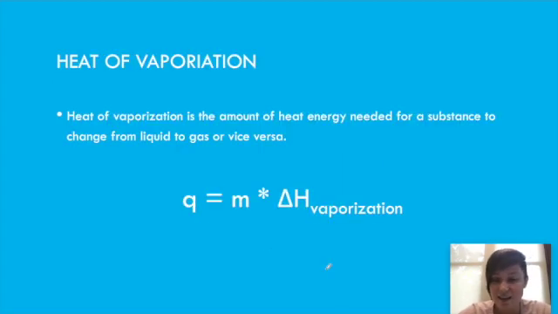The next thing is the heat of vaporization. Your heat of vaporization is the amount of heat energy needed for a substance to change from a liquid to a gas or vice versa. You add heat energy to change from a liquid to a gas, and you take away heat energy to change from a gas to a liquid. Let's look at how to work with some math. It looks exactly the same. It's still Q equals M times delta H, it's just this time our H is vaporization.